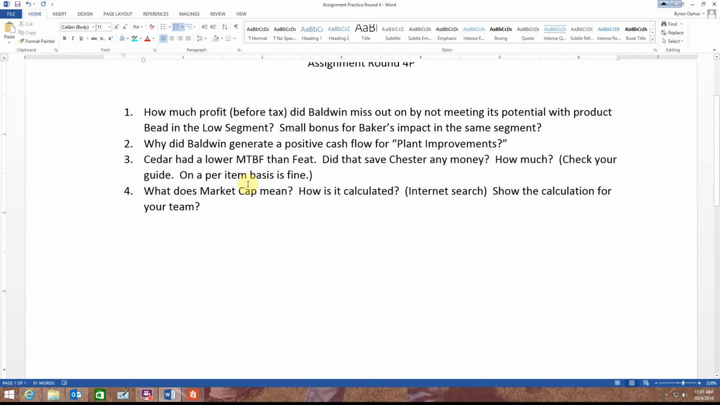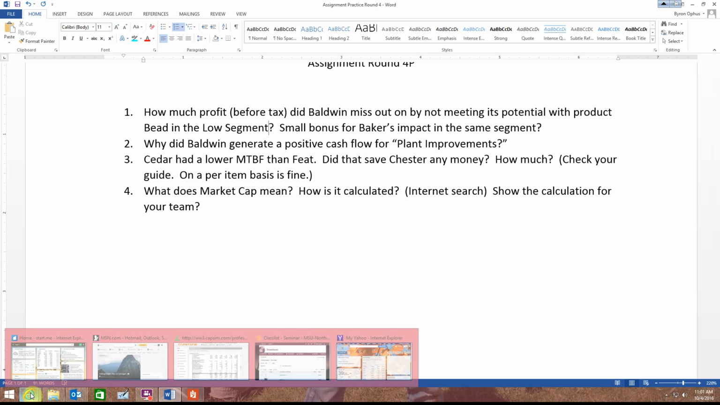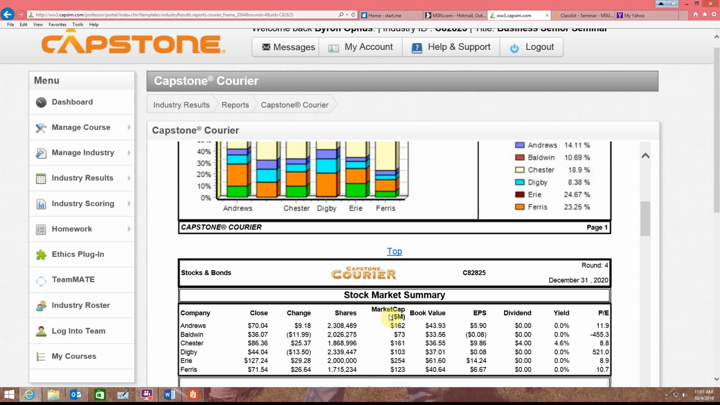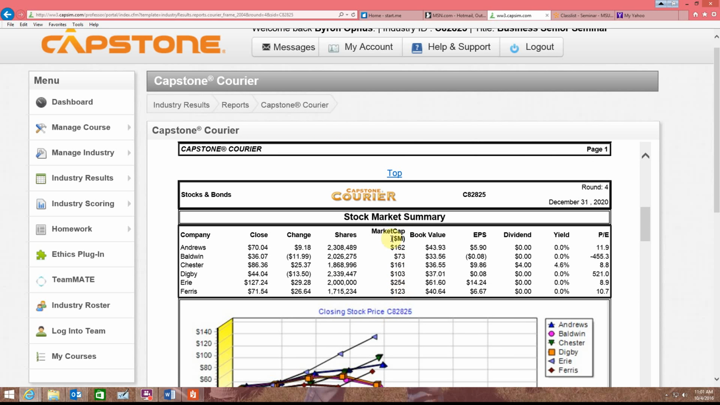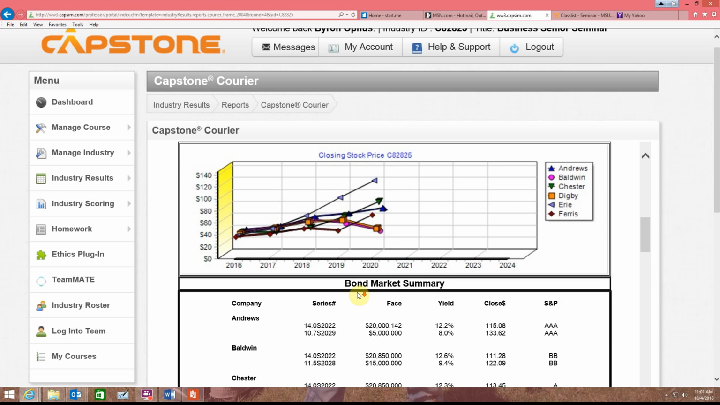Okay, then lastly, taking us away from the game itself, but what does market cap mean? How is it calculated? Internet search probably give you the answer there, right? And then show the calculation for your team. And why do I ask that? Well, when we're up here, we get this column. We don't really talk about it, maybe how meaningful or not meaningful it might be, but here's market capitalization. These are in millions. I believe they're in millions. Yeah, they got to be in millions. Absolutely. So look that up, figure it out, and then show me the calculation for your team.